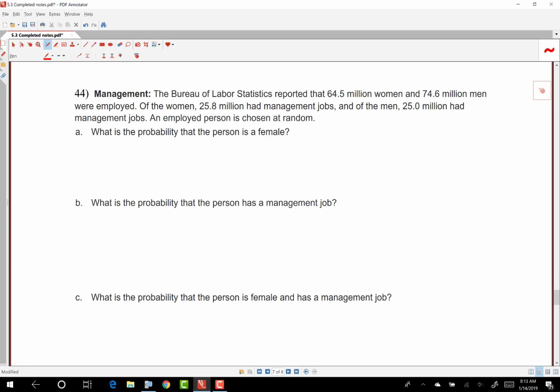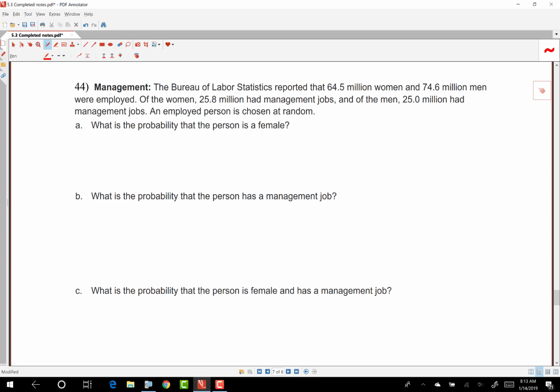44 says the Bureau of Labor and Statistics reported that 64.5 million women and 74.6 million men were employed. Of the women, 25.8 million had management jobs, and of the men, 25.0 million had management jobs. An employed person is chosen at random. So again, notice we're just selecting one. There's not going to be any multiplication rule going on here. What is the probability that the person is a female? So we want the probability of female.